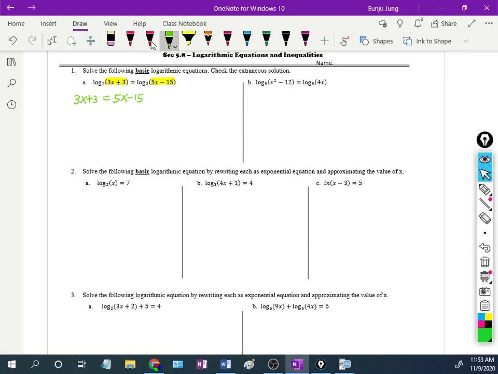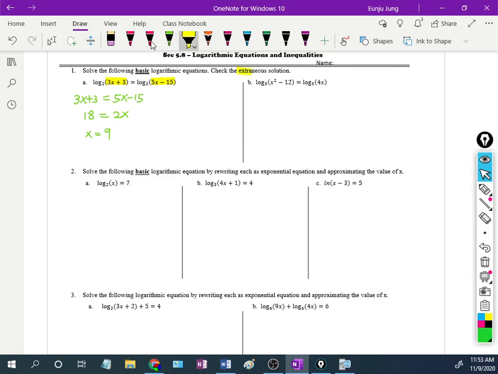So let's solve the linear equation. Subtract 3x from both sides, that will be 2x. Add 15 on both sides, that will be 18. Let's divide both sides by 2, we get the number 9. So is that the solution? Possibly or not, okay?